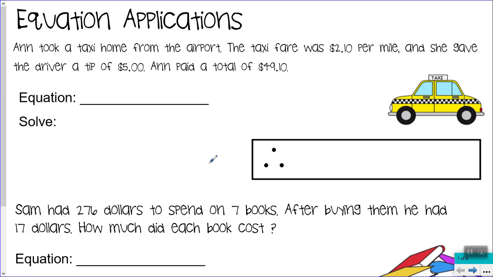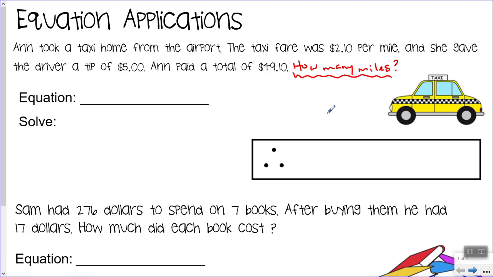So our first question here, Anne took a taxi home from the airport. The taxi fare was $2.10 per mile, and she gave the driver a tip of $5. Anne paid a total of $49.10. And usually we have a question here. For this one it would be like, how many miles did she ride the taxi?